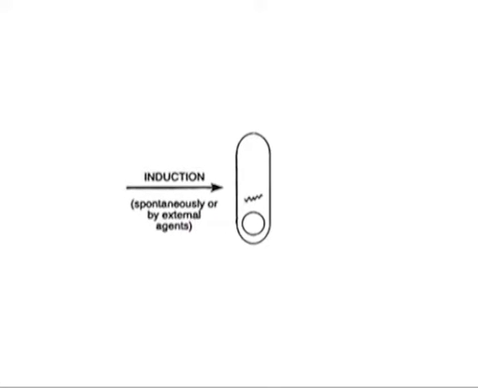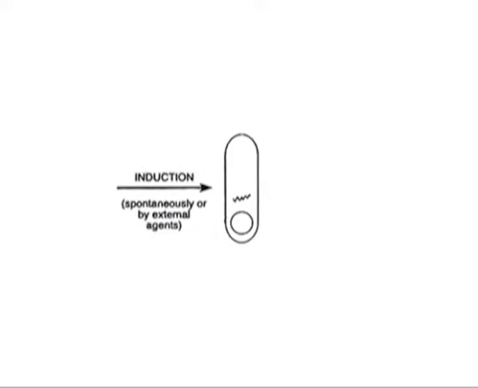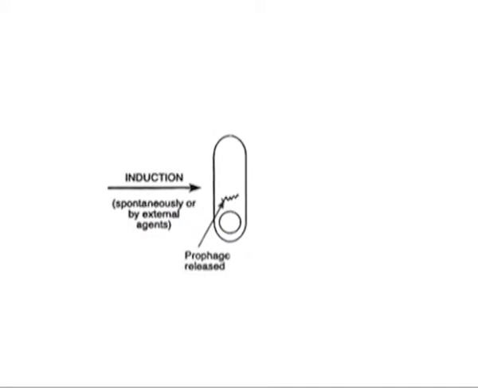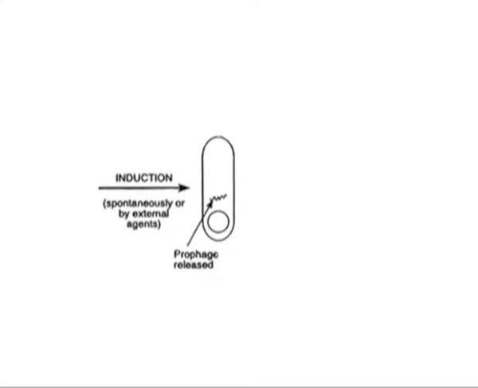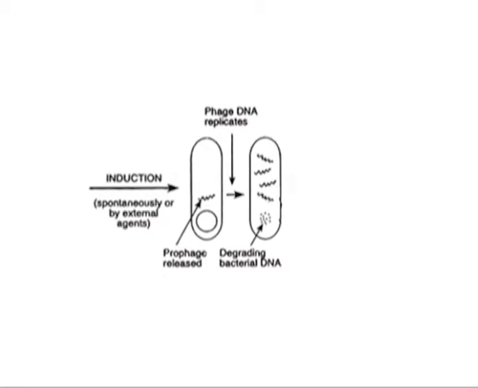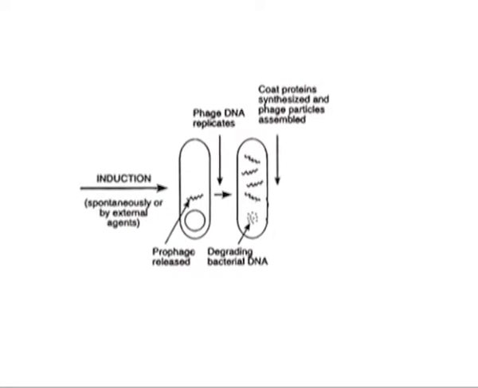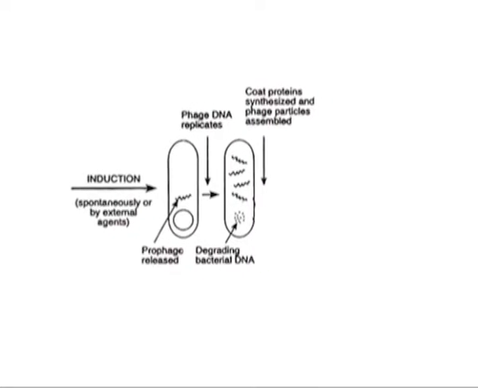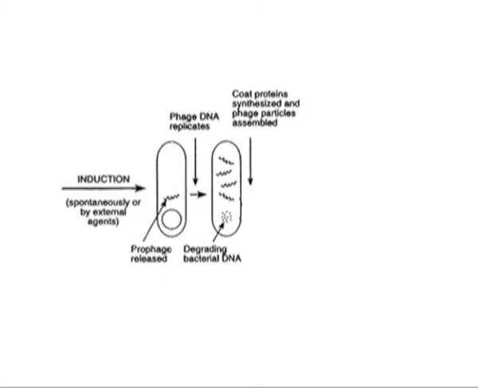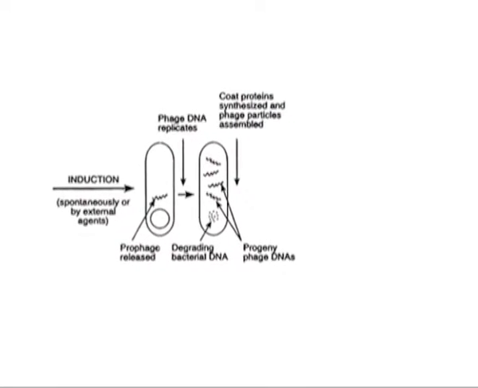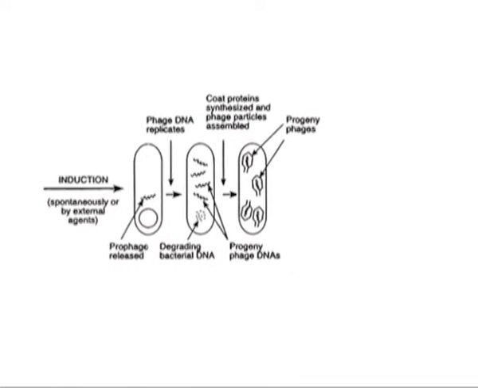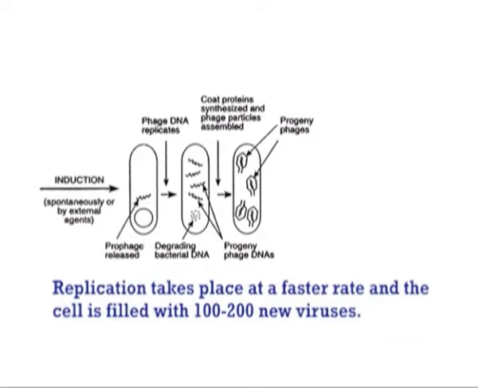In the case of the lytic cycle, once the viral DNA enters the cell, it transcribes itself into the host cell's messenger RNAs and uses them to direct the ribosomes. Further, the host cell's DNA is destroyed and the virus takes over the cell's metabolic activities. Then the virus begins using the cell metabolism for its own multiplication and starts producing progeny phages. Replication takes place at a faster rate and the cell is filled with 100 to 200 new viruses.